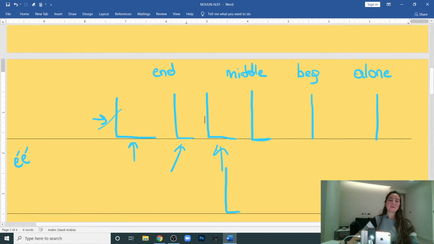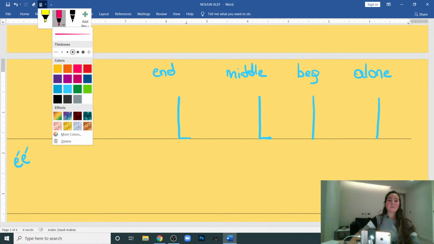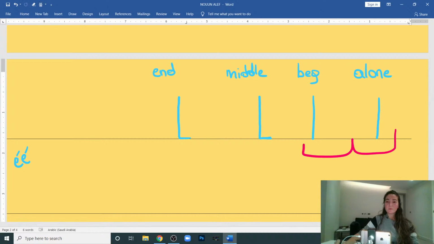Okay, so again, when it's at the beginning of the word, it's just a line. It's a vertical line. When it's alone, also it's a vertical line. In the middle of the word, it's a tail, which goes up like that. Again, at the end, it's a tail, it goes up. So you notice in this letter, the alone form and the beginning form are the same. When it's in the middle of the word or when it's at the end of the word, they are also the same. They don't change. Why? Because this is a star letter.